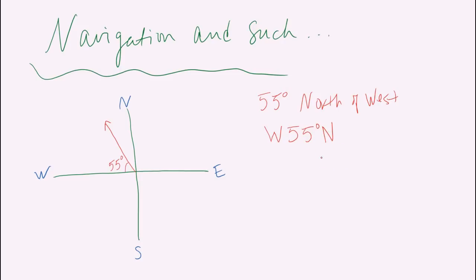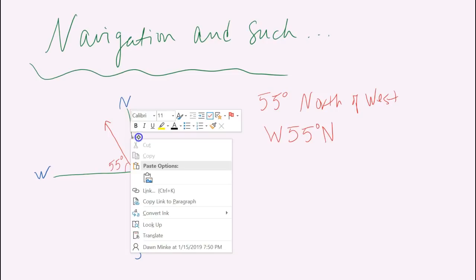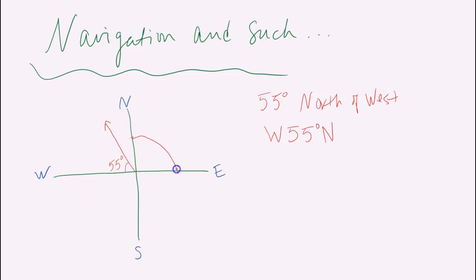And then true bearing in the real world, everybody, you start in the north. I know when we did unit circle, we would start in the east and go counterclockwise to measure. But in the real world, you start in the north and you go clockwise. And that angle that you travel would be your actual bearing.